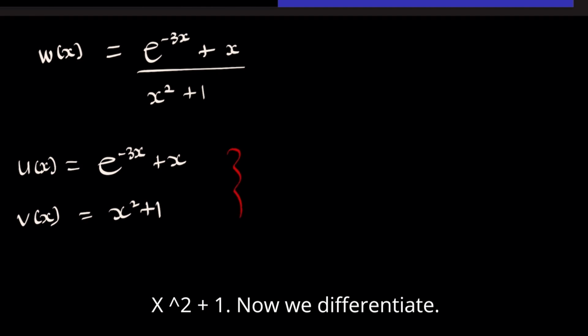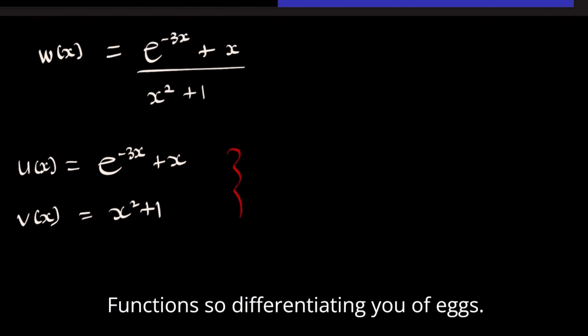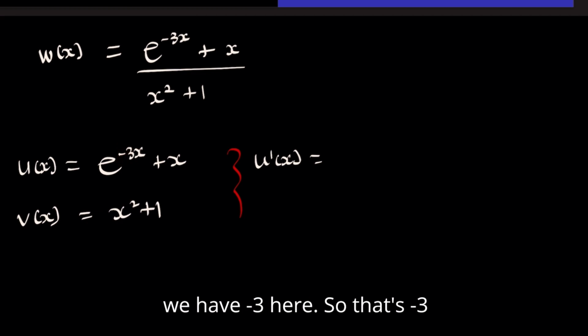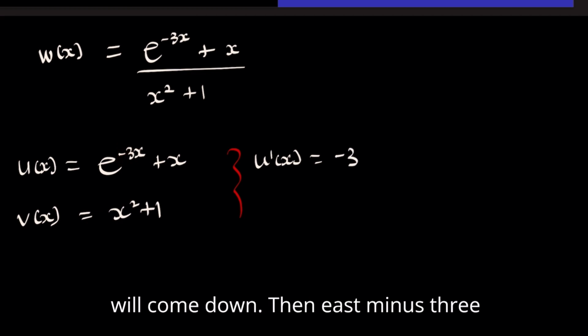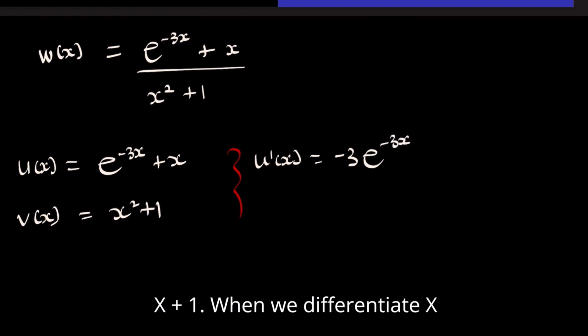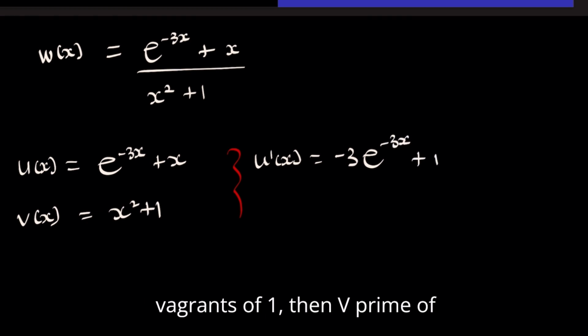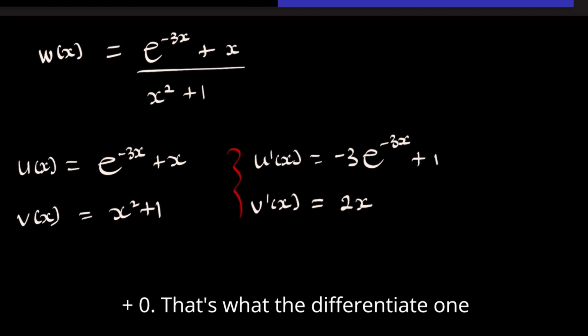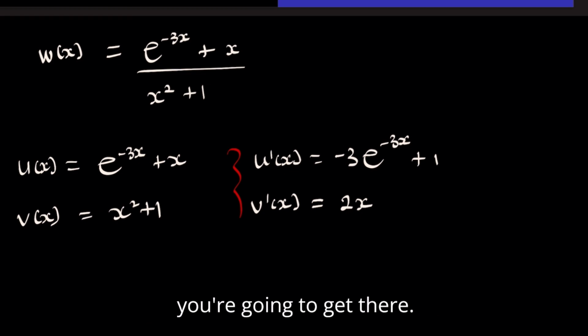Now we differentiate both functions. So differentiating u of x, that's u prime of x is going to be, so we have minus 3 here. So that's minus 3 will come down, then e^(-3x), plus 1. When we differentiate x, we are going to have 1. Then v prime of x will be equal to 2x plus 0. That's when you differentiate 1, you are going to get 0.